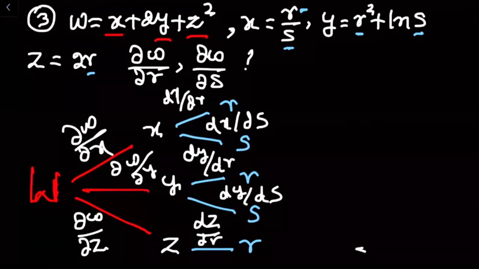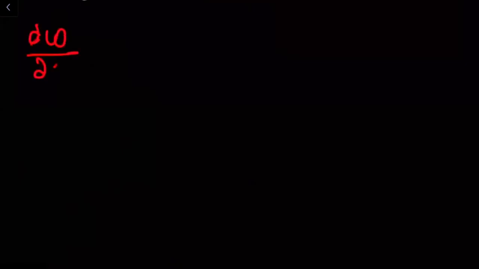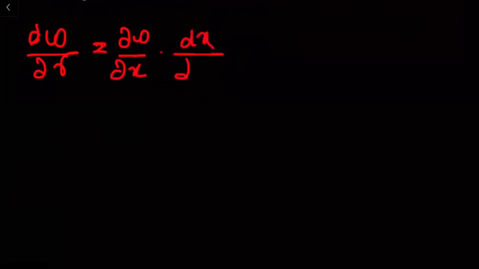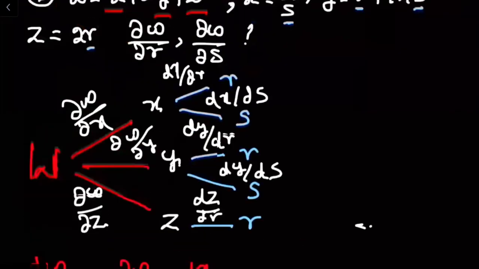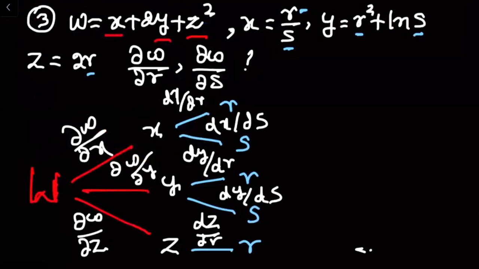First, let us try to think, how can we find dou w by dou r? In order to find dou w by dou r, we have to multiply dou w by dou x times dou x by dou r. It's simple logic we have to follow. In order to get with respect to r, we have to follow the path consisting of r in these three variables.